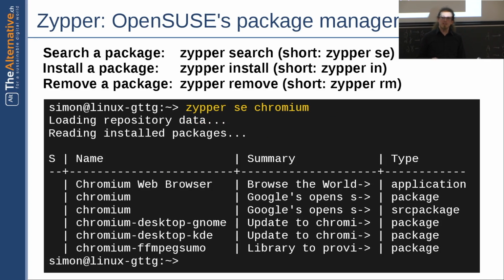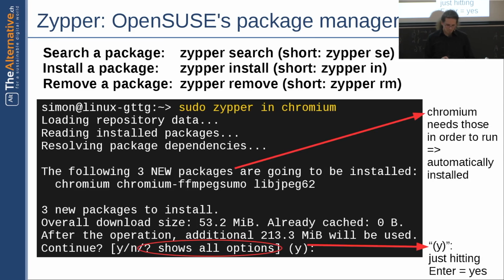If you want to find software that's available, and you have an idea what the package could be called, you can use search commands. In this case, we search for Chromium, the free and open source version of Chrome. And then all the packages are listed that have Chromium in the name, and we just type sudo zypper install Chromium, and the package manager figures out what packages are needed.